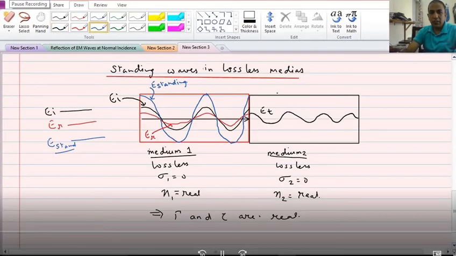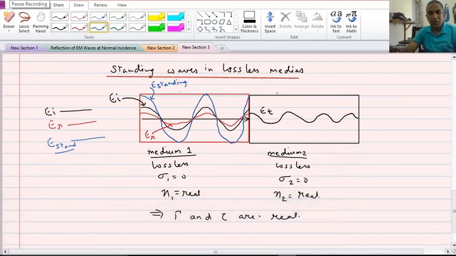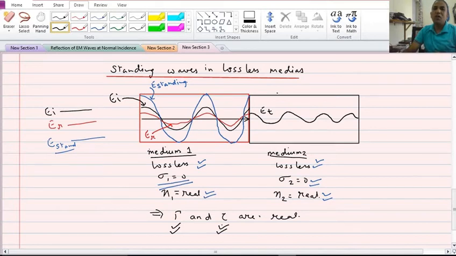And this is another special case, in which a wave is incident from one lossless medium to another lossless medium, with the condition that sigma 1 is equal to sigma 2 is equal to 0, because in the case of lossless media the conductivity will be 0. This gives rise to another concept: the intrinsic impedances of these two media will be real, and the reflection coefficient R and the transmission coefficient tau will also be real.